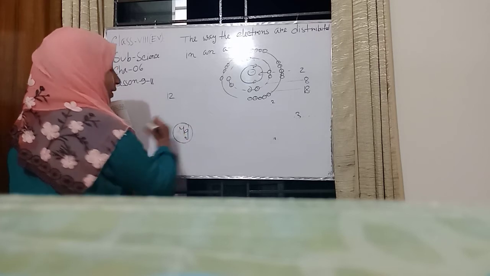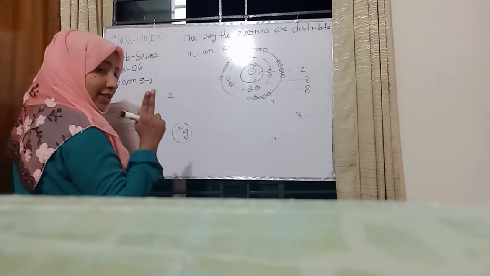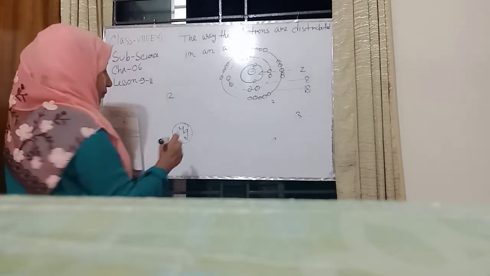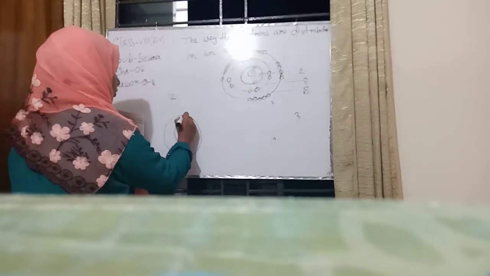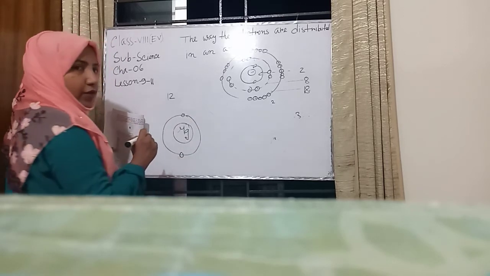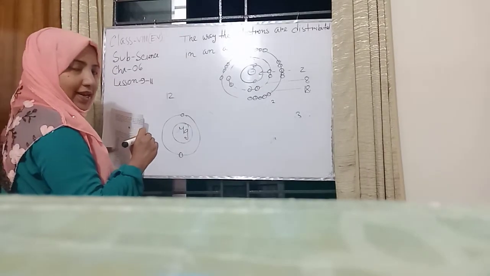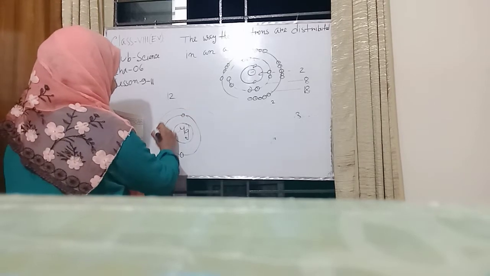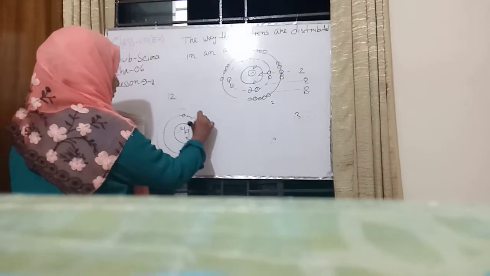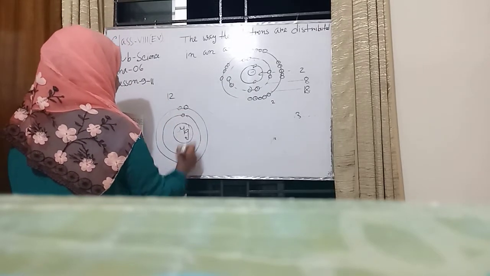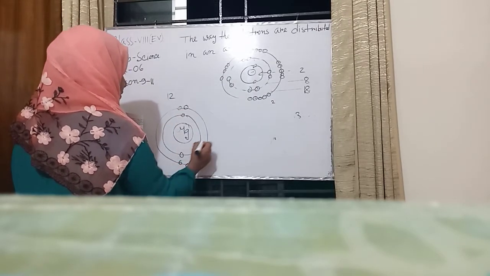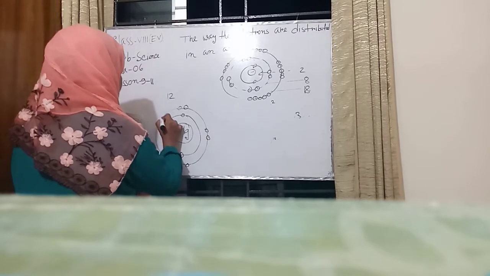Magnesium also has a nucleus. Here are two kinds of particles, proton and neutron. In the first orbit, I draw 2 electrons, 1 and 2. We have the remaining 10 electrons. In the second orbit, I draw this structure, which is 8: 1, 2, 3, 4, 5, 6, 7, 8.